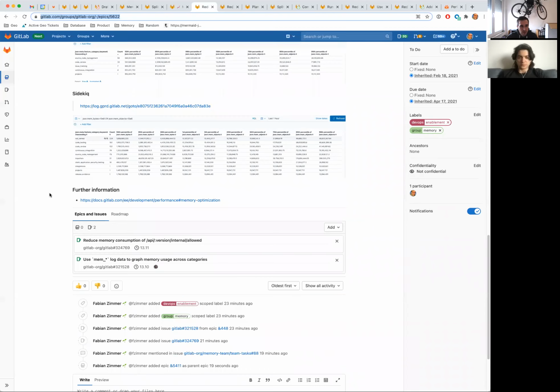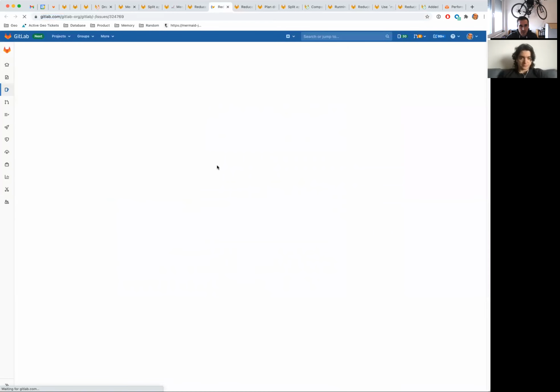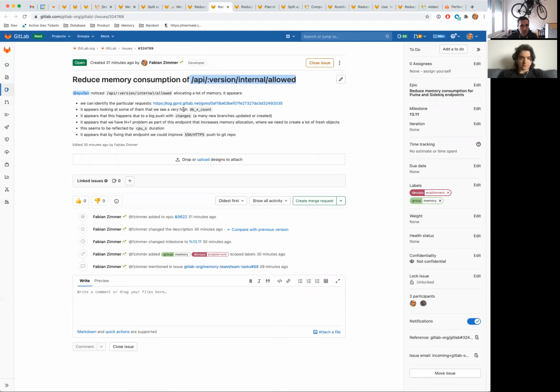We still have to do a little bit of work to break this down further. But as an example, this one here is one item that we created very recently, which is an endpoint that has some properties that lead to very high memory consumption. And we're going to go into those specific items and try to figure out what is going on, and fix them. And we should really be able to measure the impact here as well, given that we have the data. So that's going to be a big project that we're going to kick off in 13.11.